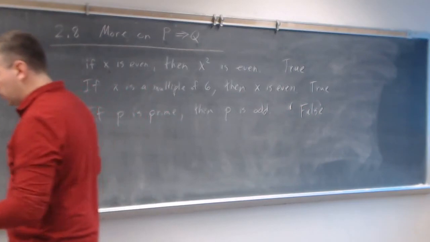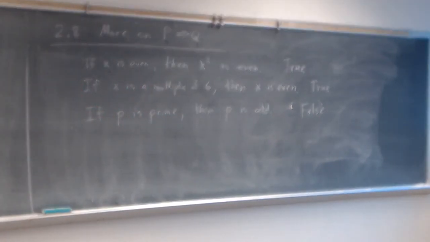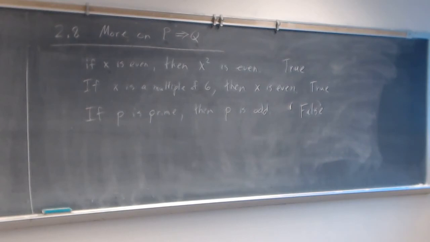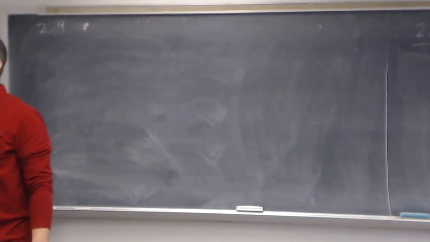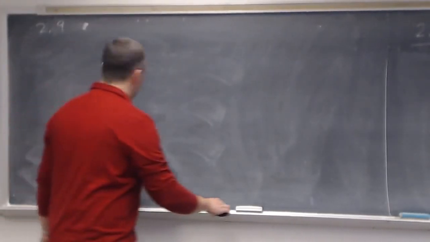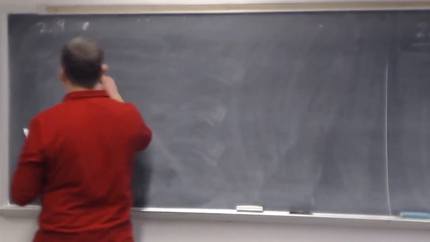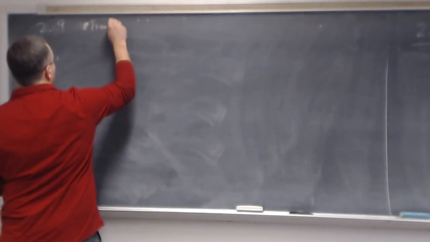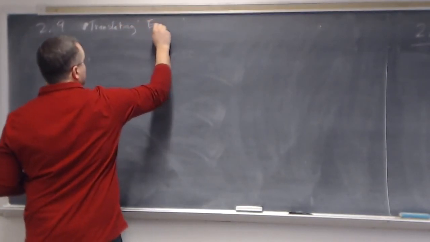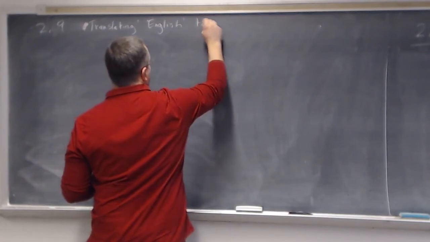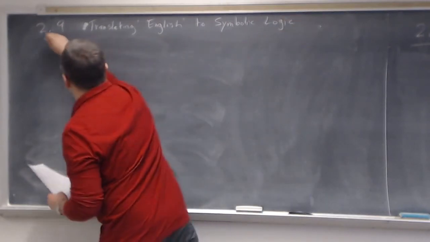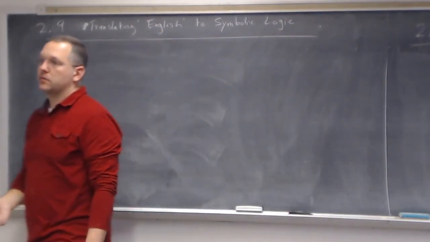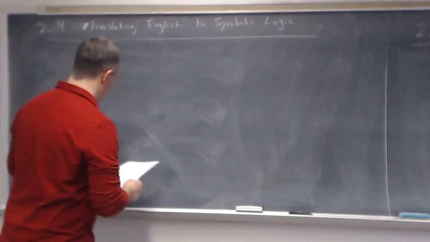2.9, we're going to get back to translating English into symbols. Okay, so for example, the exercises in 2.7 are all symbols, and you had to convert them back to English. Now, 2.9 is focusing on translating English into symbolic logic. Okay, this stuff takes some getting used to. So here's some phrases.